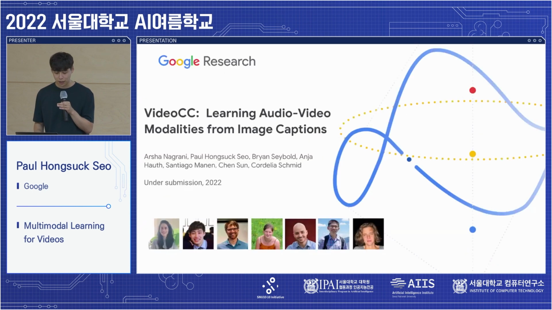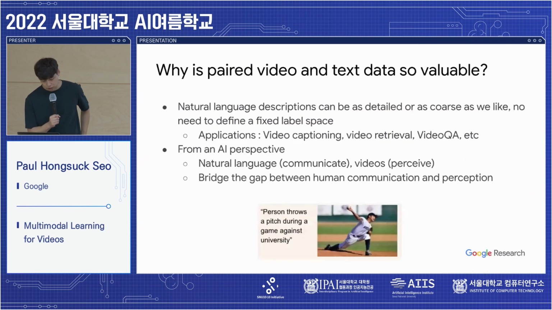And finally, what I want to explore is the data set side. The title of the paper is Video CC, Learning Audio Video Modalities from Image Captions. This was recently announced to be accepted for ECCV 2022, so it will be presented soon in Tel Aviv. And yeah, so why is the paired video and text data set so valuable?